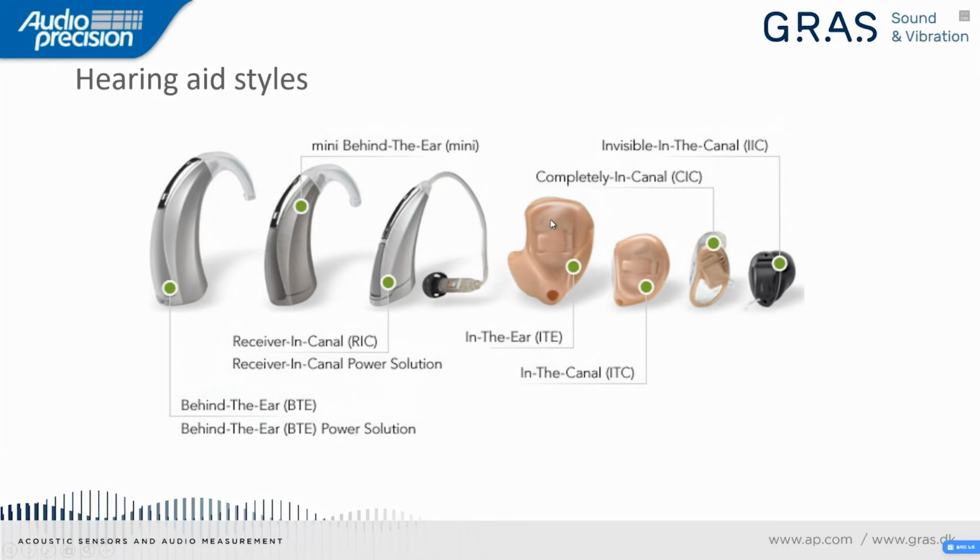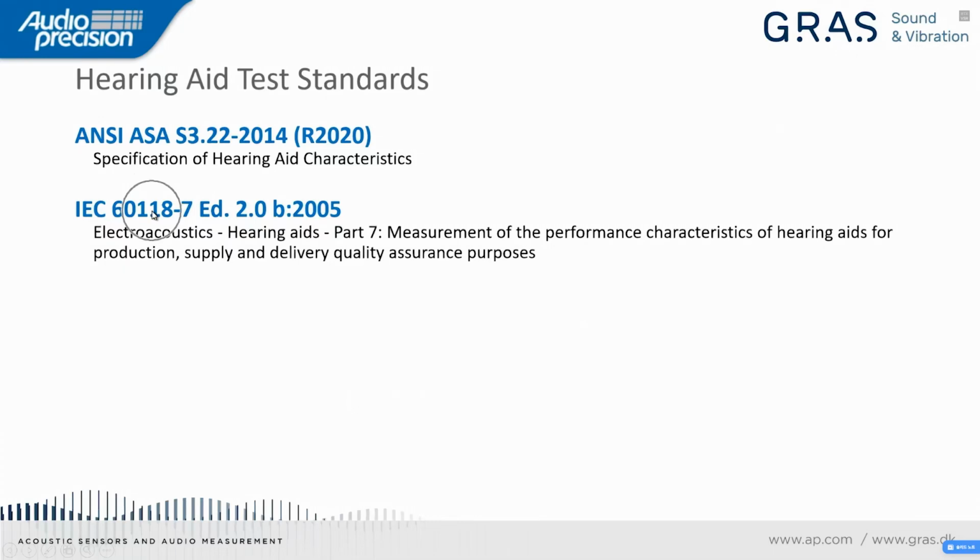A very similar standard is the IEC 60118 Part 7. The 60118 group is a whole group of international standards on hearing aids, and Part 7 is titled Measurement of the Performance Characteristics of Hearing Aids for Production, Supply, and Delivery Quality Assurance Purposes. So it too is intended for production test, and it's very similar to the ANSI S3.22 standard.